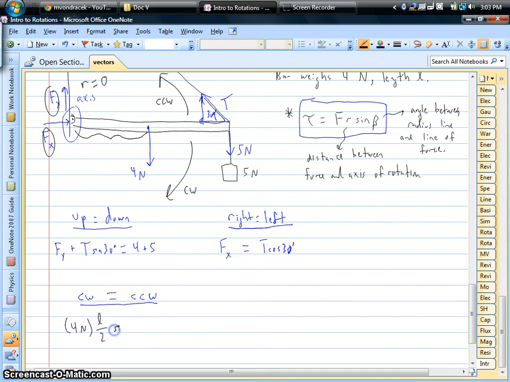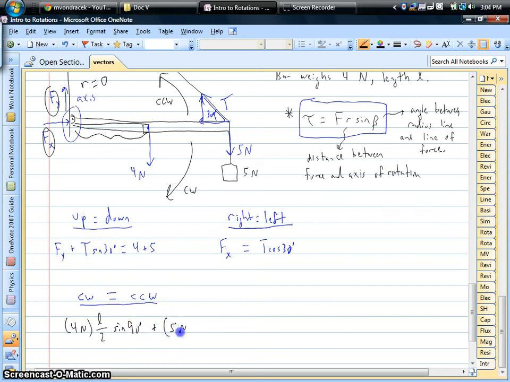And now we need the sine of the angle between the force and the radius. Well, the radius line is just along the bar. Gravity, of course, goes straight down. That's a 90-degree angle. That's the torque caused by the weight of the bar.